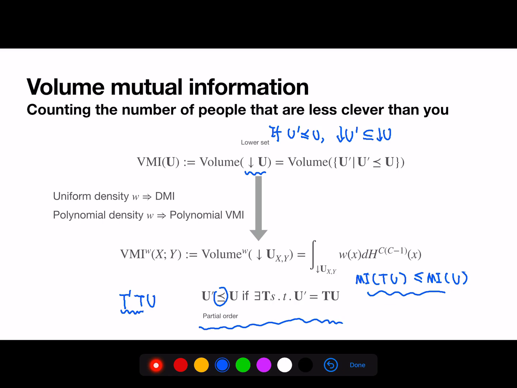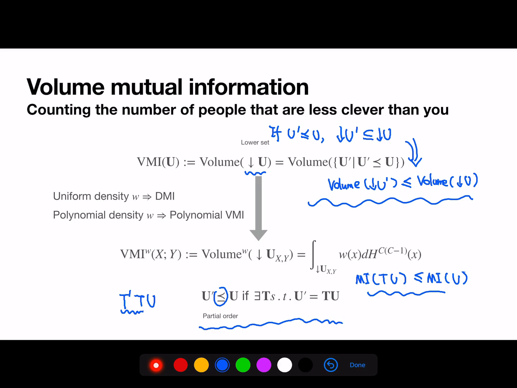And in such case, the volume of U prime is going to be smaller than the volume of U, and this naturally defines a monotone function on this partial order. So this is the idea behind the volume mutual information, and this is why it naturally satisfies the data processing inequality.